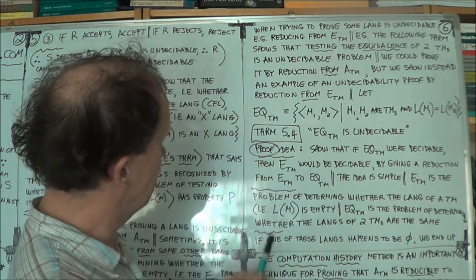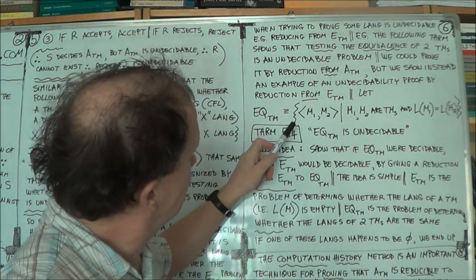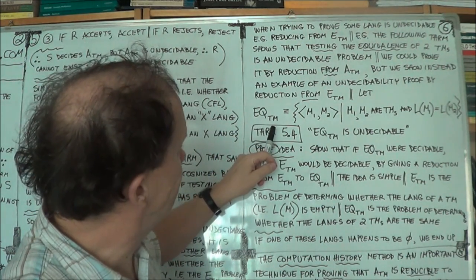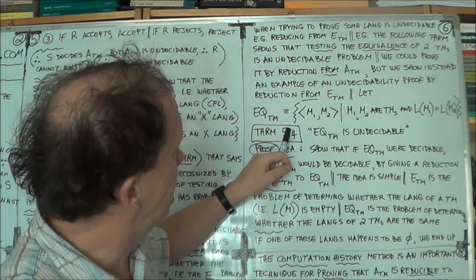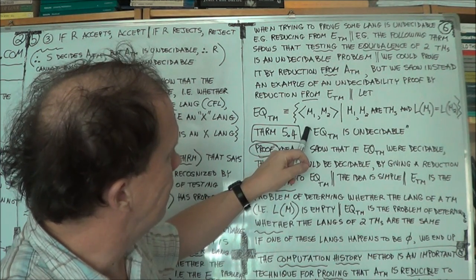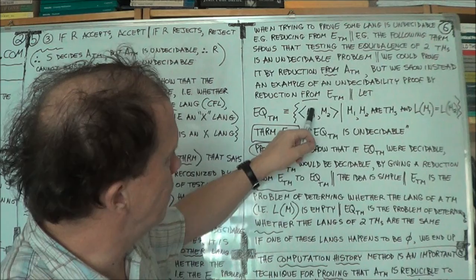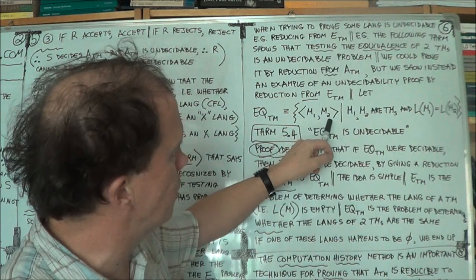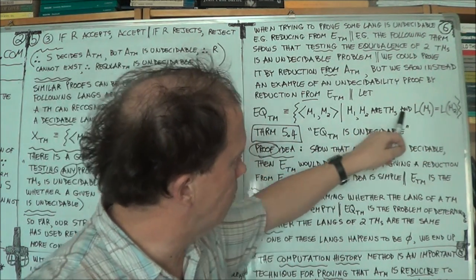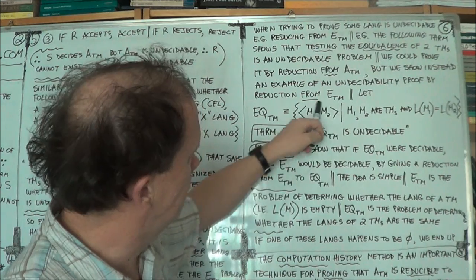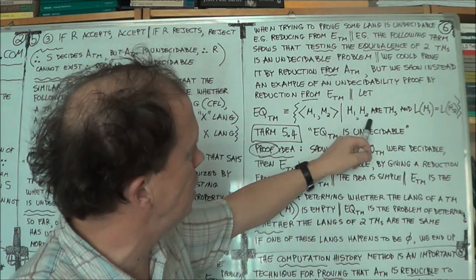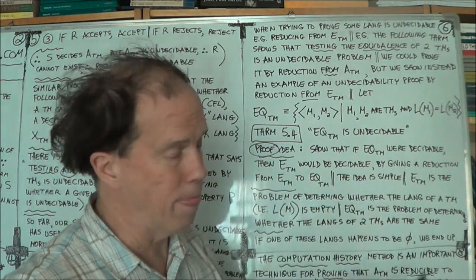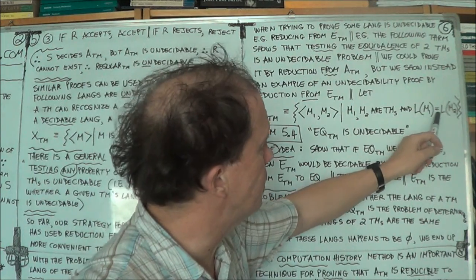Alright, so here's a language, call it EQ for equal, or equivalent. So EQTM, and the language elements, so encoding of two Turing machines, M1 and M2, and the condition that this element belongs to this language is that these two machines, well, they're Turing machines, and their corresponding languages are the same. Okay, so L of M1 is the same as L of M2.